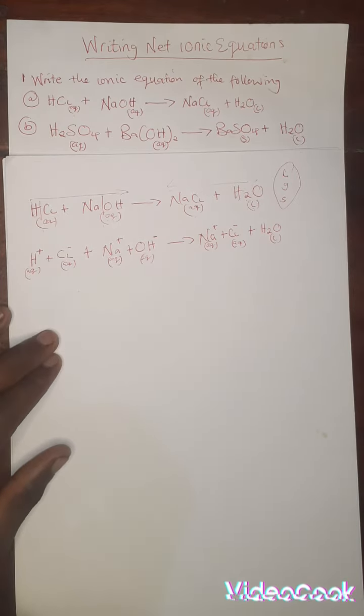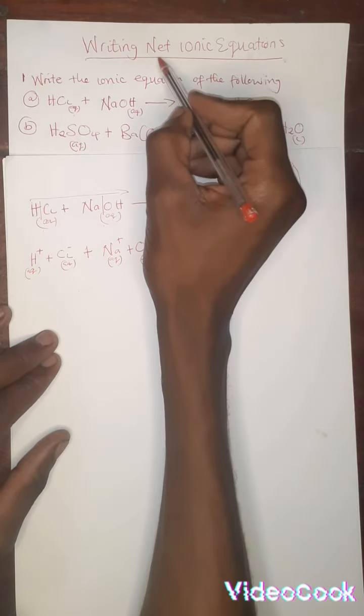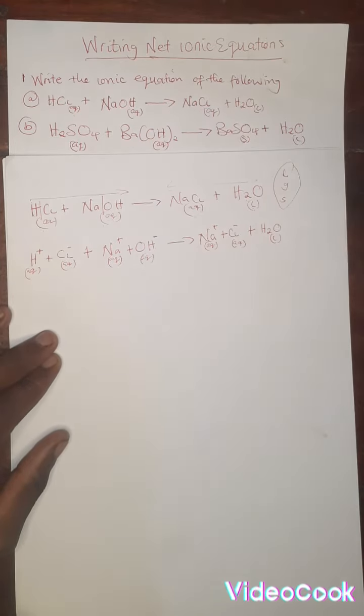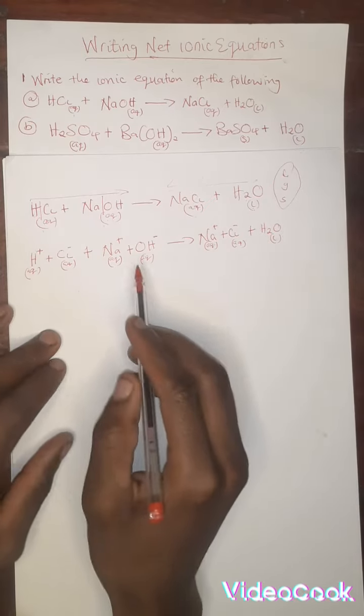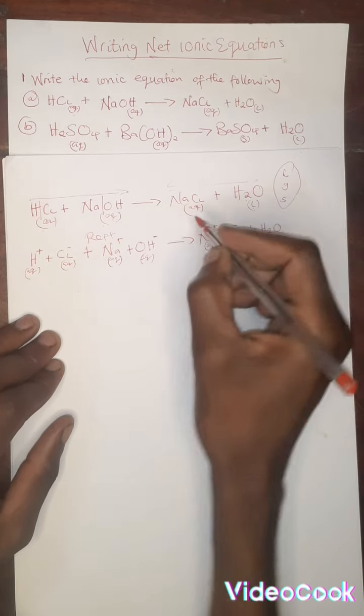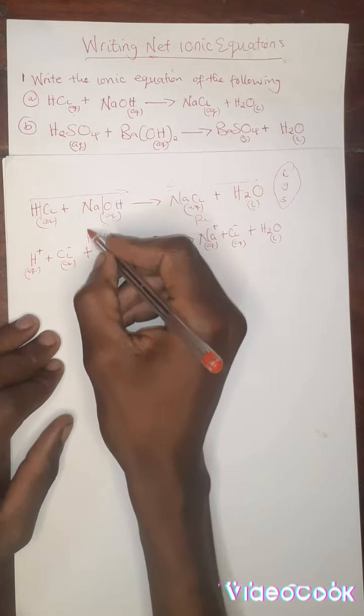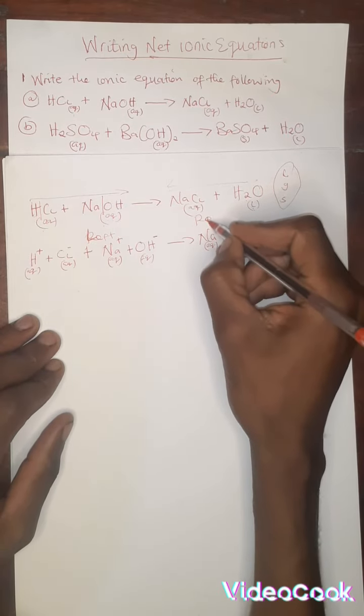Now this is the ionic equation. For it to be the net ionic equation, you need to omit the ions which look exactly the same from the left side and the right side.